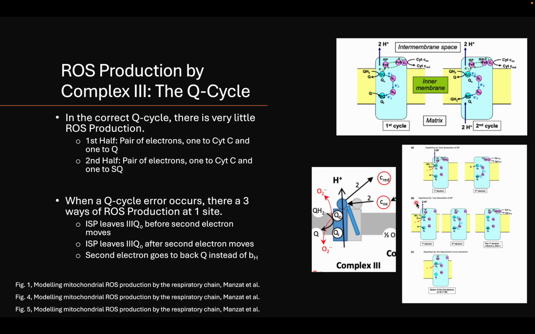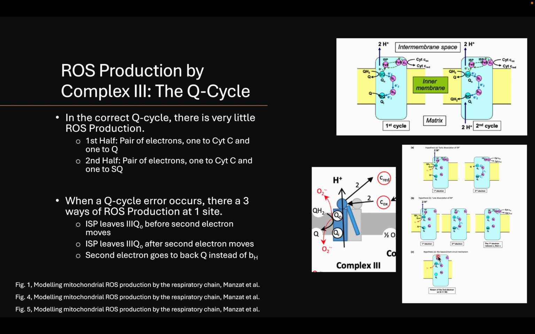The other way is the late dissociation hypothesis. It's essentially the opposite. In this case, your cytochrome B low electron leaves before the cytochrome C electron from the ISP. This again causes the accumulation of unstable semiquinone at site QP or QO, which reacts with free oxygen to produce superoxide radical. The last of which is kind of different.